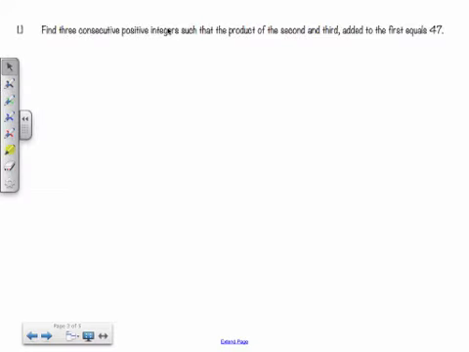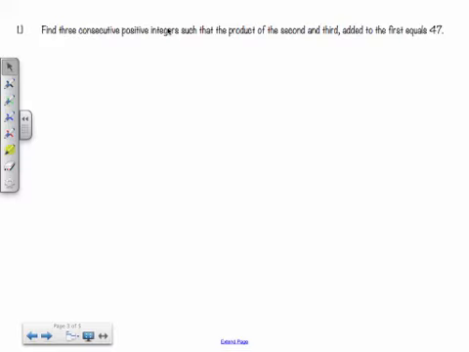All right, so we are going to apply what we learned about solving consecutive integer problems to quadratic equations. Now, you guys know how to solve a consecutive integer problem. You also know how to solve a quadratic equation. So now we're just going to put it all together.